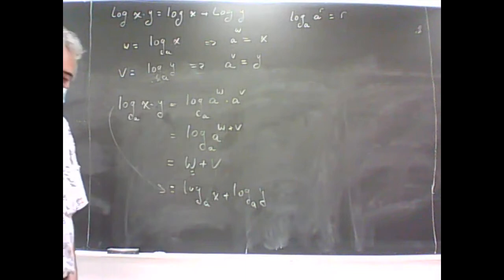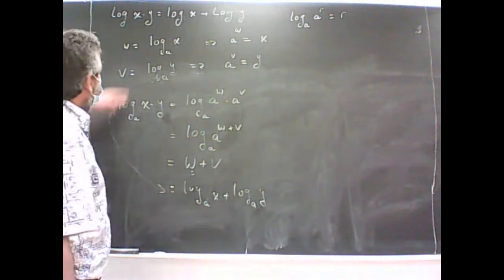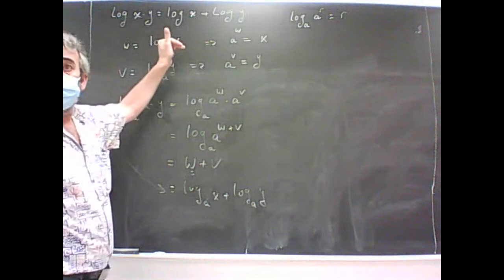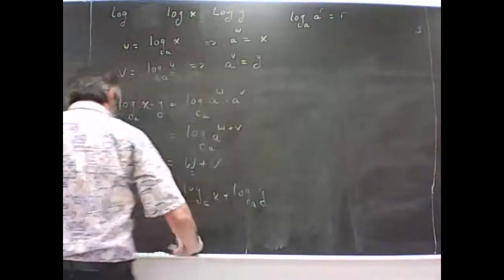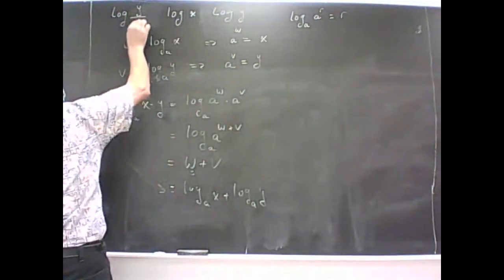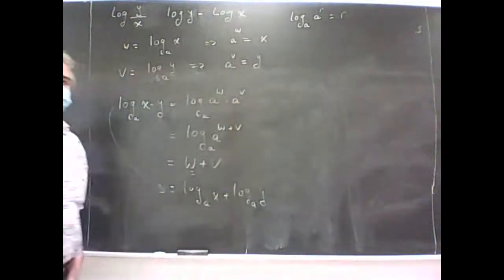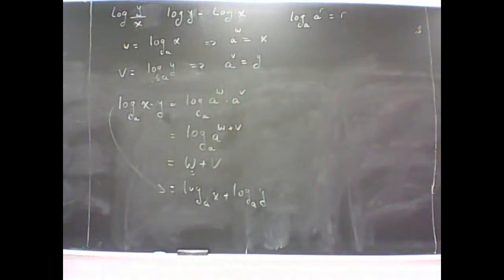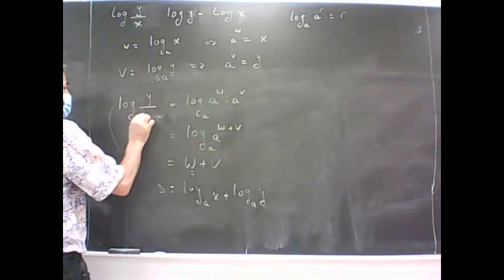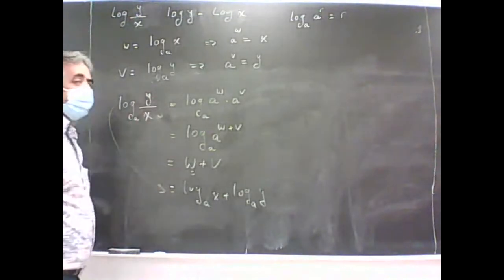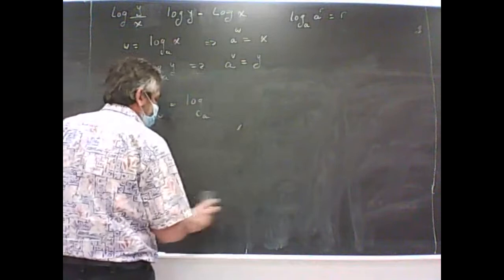No questions? All right. The second property we said to prove was, instead of multiplication, we had division. So let me leave everything the same and just change that property. We say log of y over x equals log y minus log x. So now, instead of starting with this, let's start with y over x and see what happens with that.